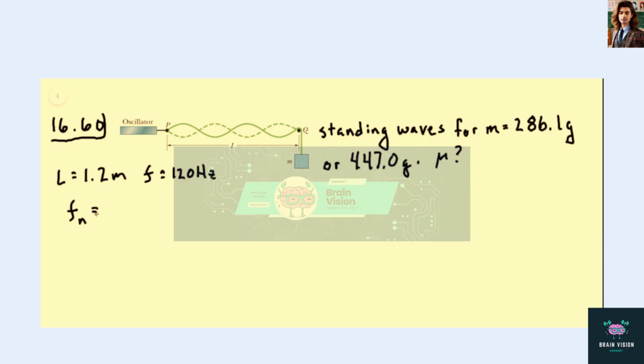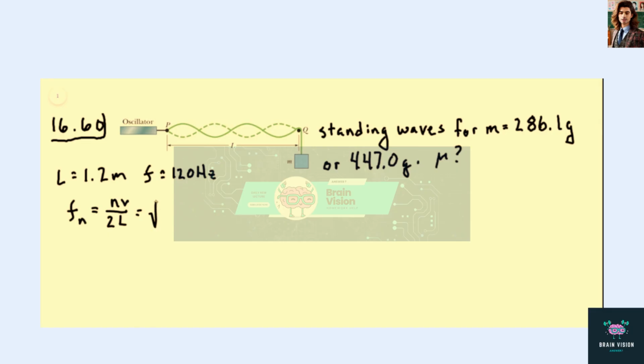And we're told that standing waves are produced for values of this mass of 286.1 grams and 447.0 grams, but not for any masses in between those. And we want to find the mass density of this rope or string or whatever. So this is a little bit involved, but it's a 3-dot problem, so you'd expect that. But we can get through it.